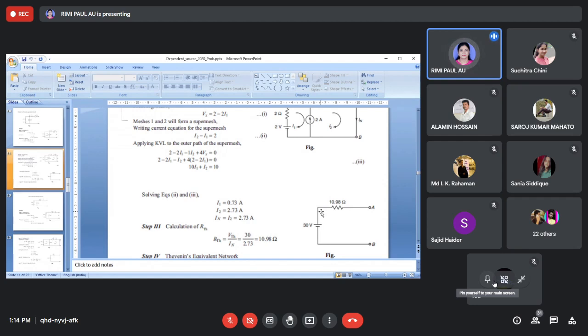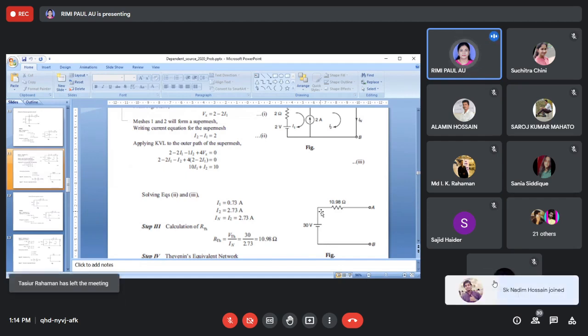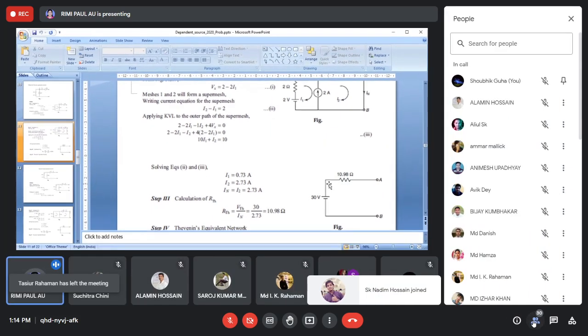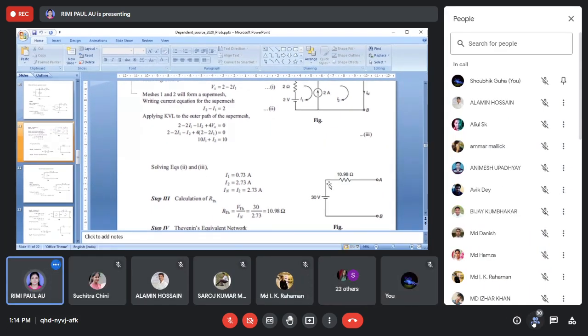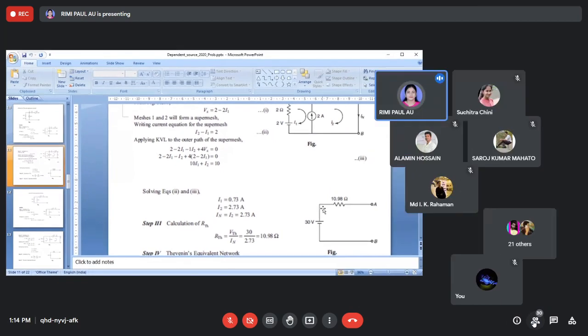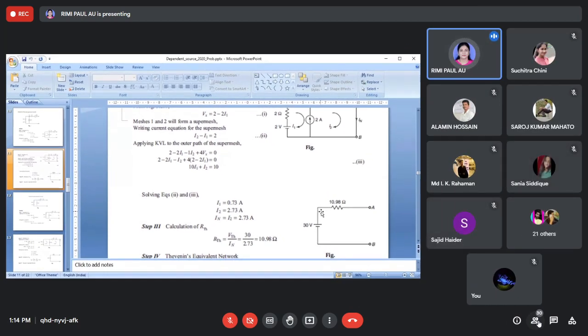Next day I'll take another class, where I think I'll take reciprocity and Millman's theorem, or most probably the maximum power transfer theorem. But this will not take a long time, because you have already learned Thevenin's theorem and Norton's theorem. The same theorem will be applied to find out the maximum power, how to send maximum power.